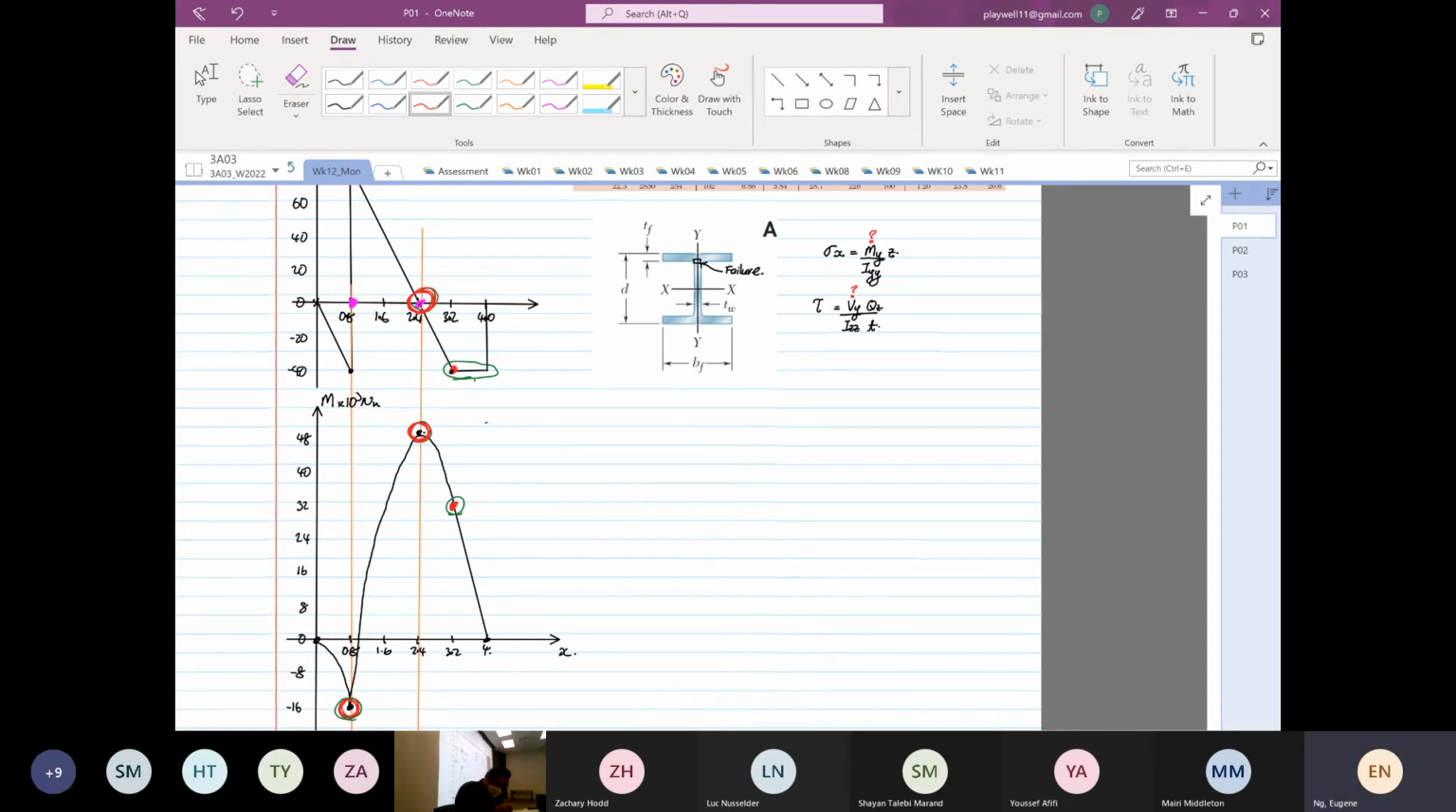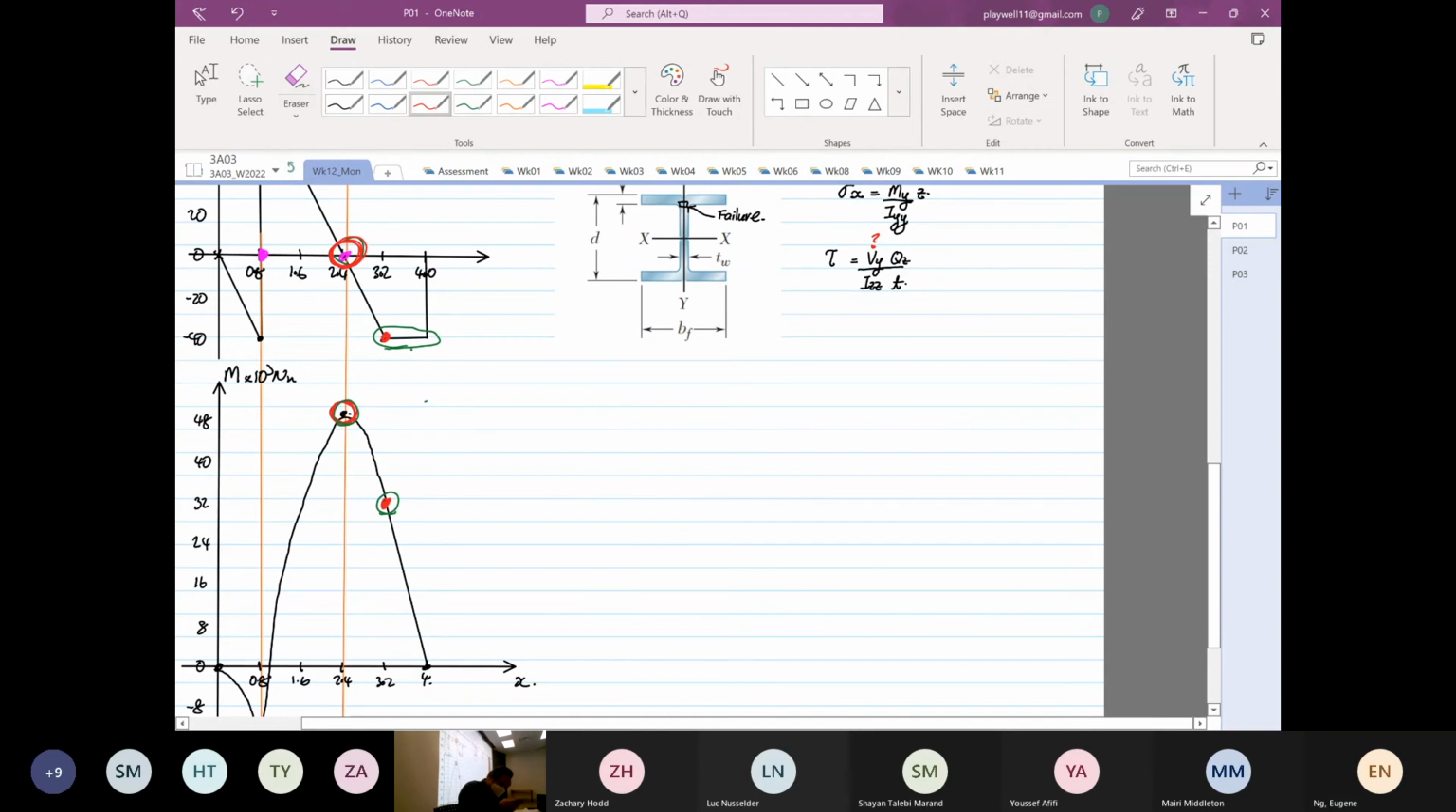So the positions we're going to check are when x is equal to 0.8, x is equal to 2.4, and x is equal to 3.2. So if we look at our stress in x, we're going to check at the point when x is equal to 0.8 meters.